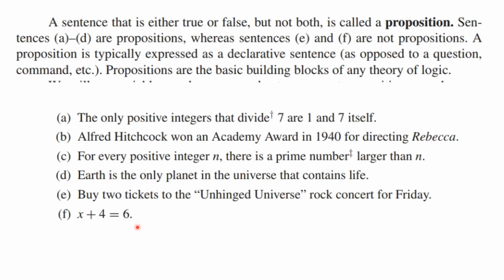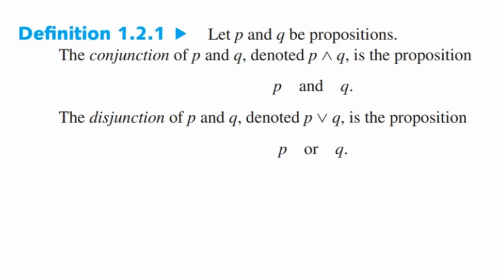But E and F aren't, because F depends on what X is, whether it is true or false. And it could be true if X is 2, but it could be false if X is not 2. And buy 2 tickets to the Unhinged Universe rock concert on Friday is an order, but it's not true or false. So we will be dealing with propositions, and we're going to be talking about letting variables called P, Q, and R represent propositions, which are sentences that are true or false, but not both.